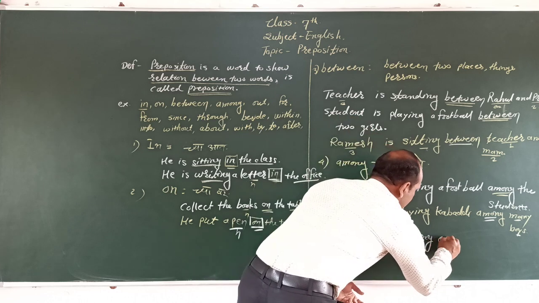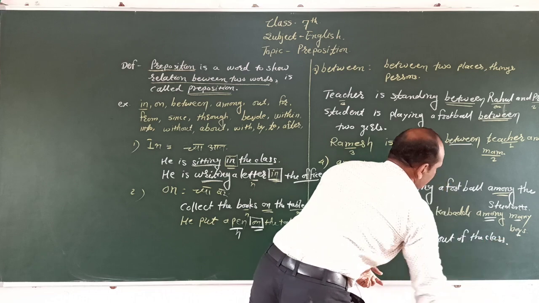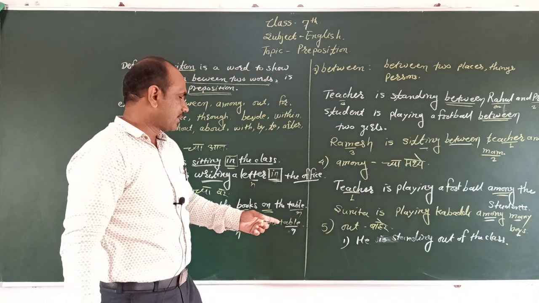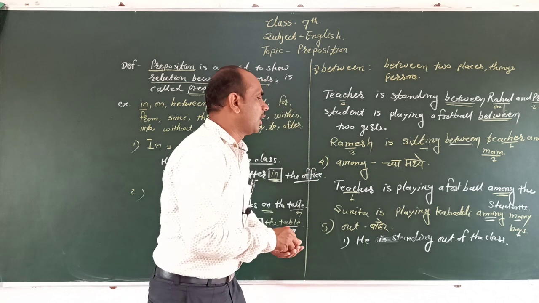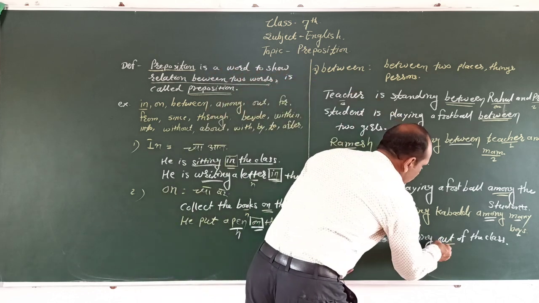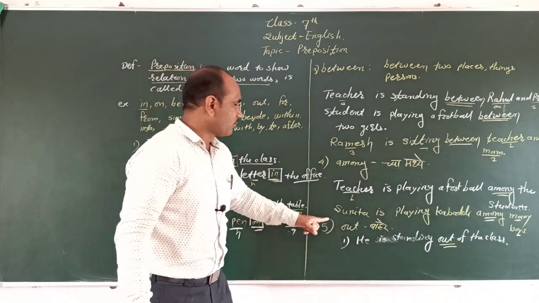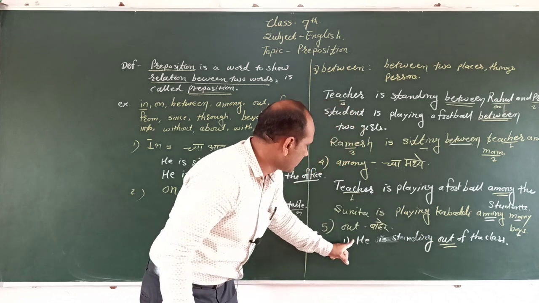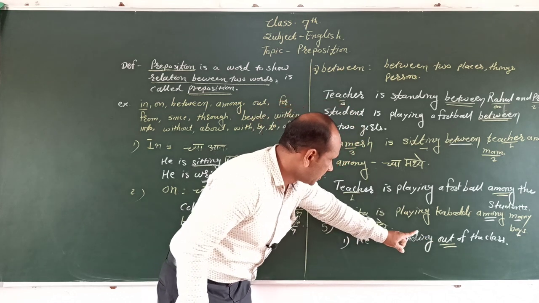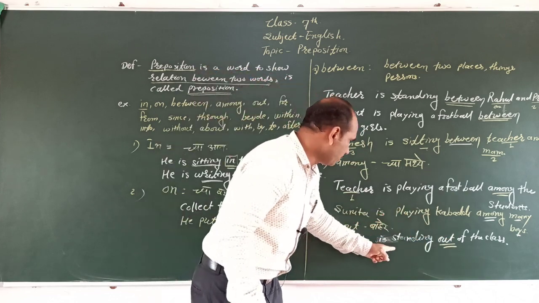He is standing out of the class. Here, one example I have given there. Out is a preposition. Here we discuss out. Why do we say it is a preposition? Because this preposition we have written before the noun. And also the standing.